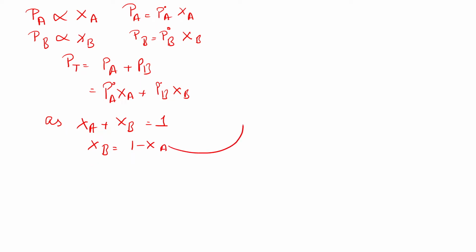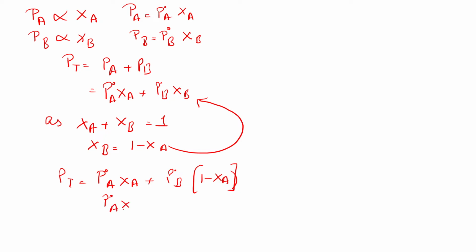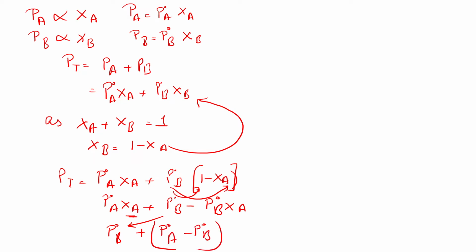Therefore, substituting the value of XB in the above equation, we get P total is equal to P naught A into XA plus P naught B into XB, where XB can be written as 1 minus XA. Solving this equation, P naught A into XA plus P naught B, multiplying it inside, P naught B minus P naught B into XA. Taking XA common from here, we can write P naught B over here plus P naught A minus P naught B into XA.